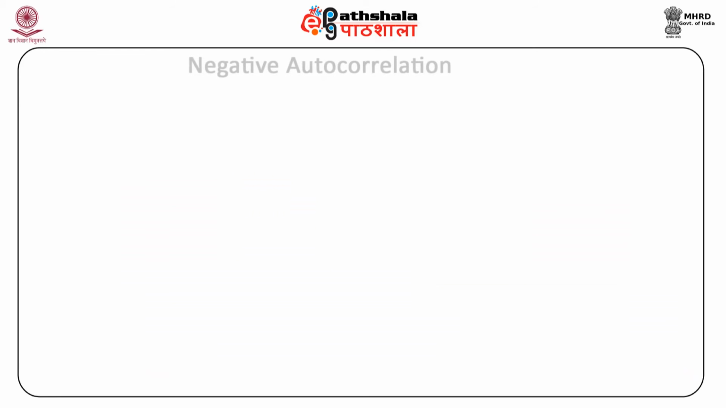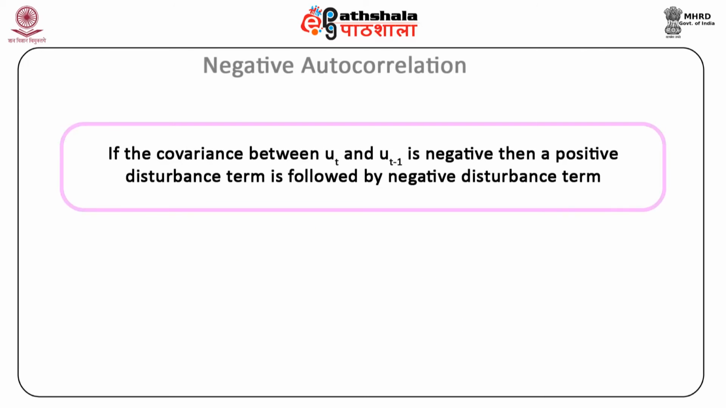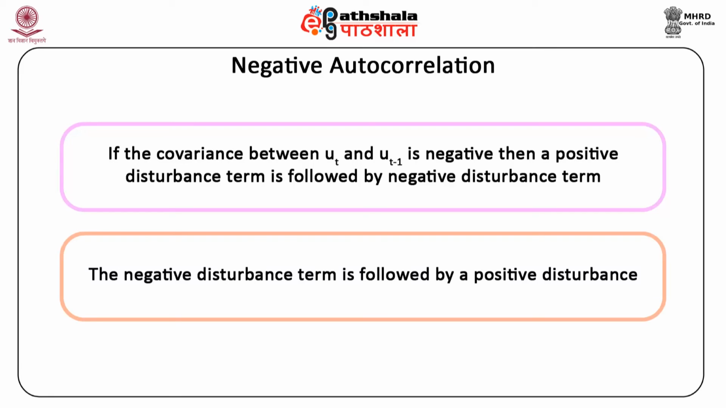Second is negative autocorrelation. If the covariance between u_t and u_(t-1) is negative, then a positive disturbance term is followed by a negative disturbance term, and the negative disturbance term is followed by a positive disturbance term. In this case, the autocorrelation is said to be negative.